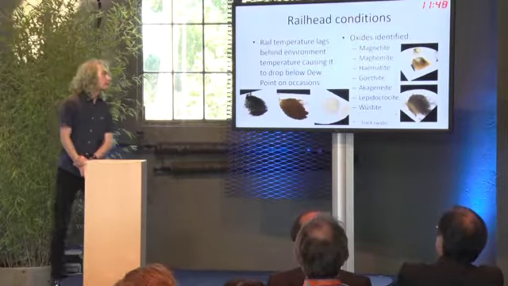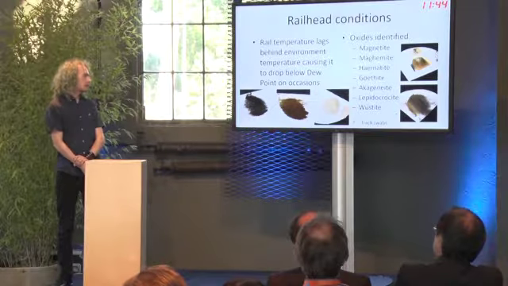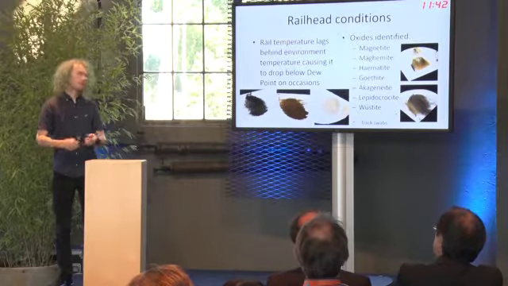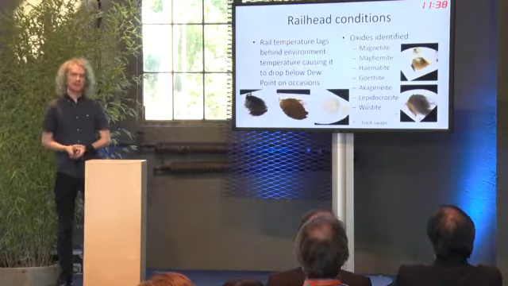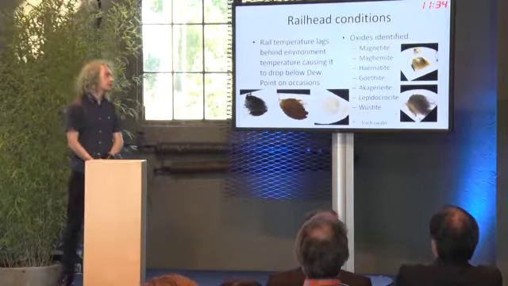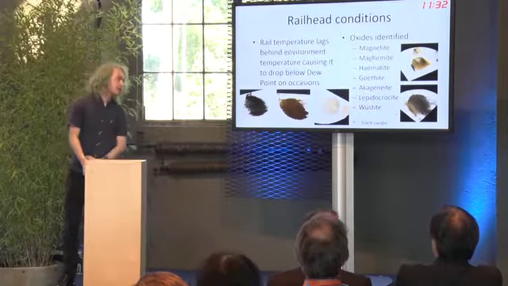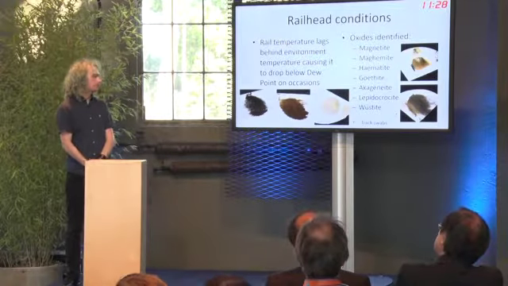Starting with the railhead conditions, we analyzed the railhead conditions by doing some track swabbings. We took some swabs off the surface of the railhead, and then analyzed them using XRD, X-ray diffraction. We found a variety of oxides. Here we are: magnetite, maghemite, hematite, goethite, and so on.